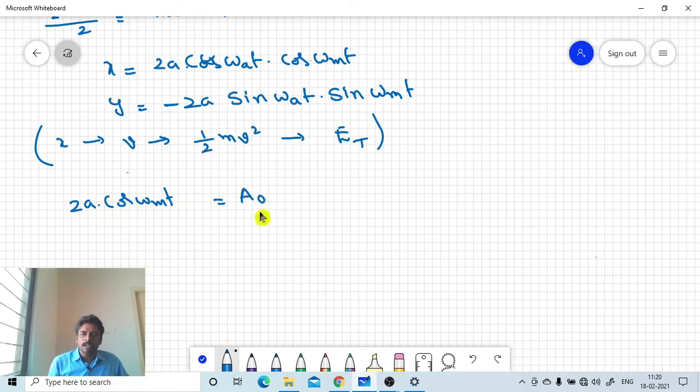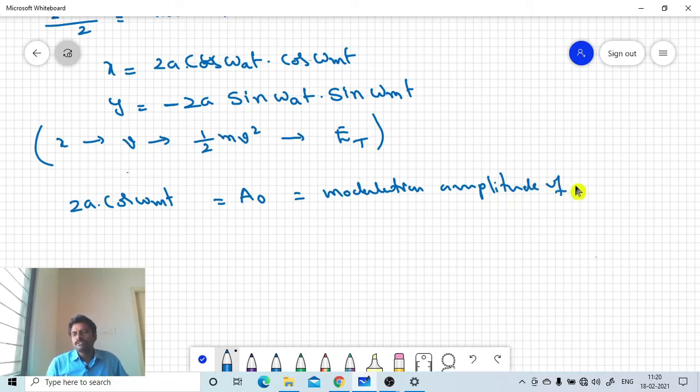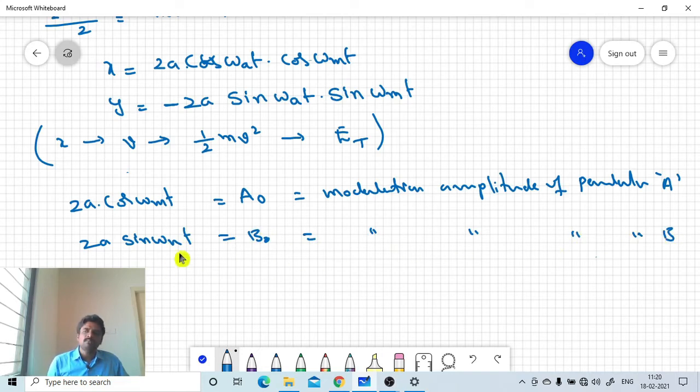It is the modulation amplitude. This is the amplitude of the pendulum A; pendulum A we are taking. So the modulation amplitude of pendulum A, that's why I am taking a naught. In a similar manner, 2a sine of omega m t we will take as b naught. That is also the modulation amplitude, of pendulum B. So these are the amplitudes we have for pendulum A and pendulum B.